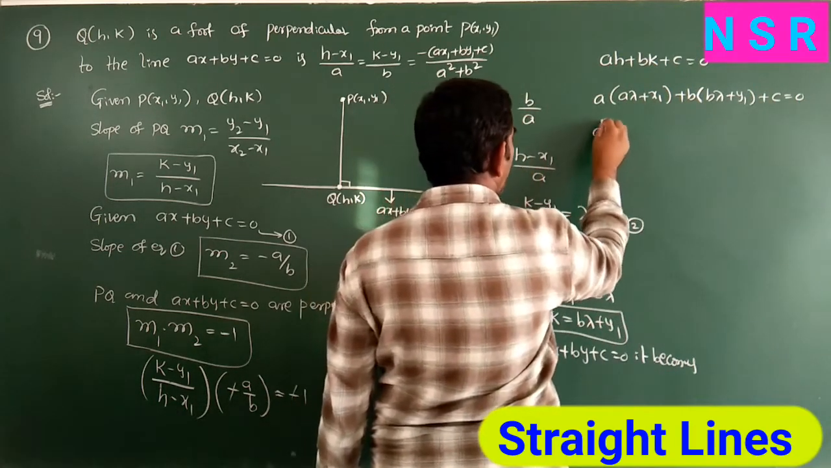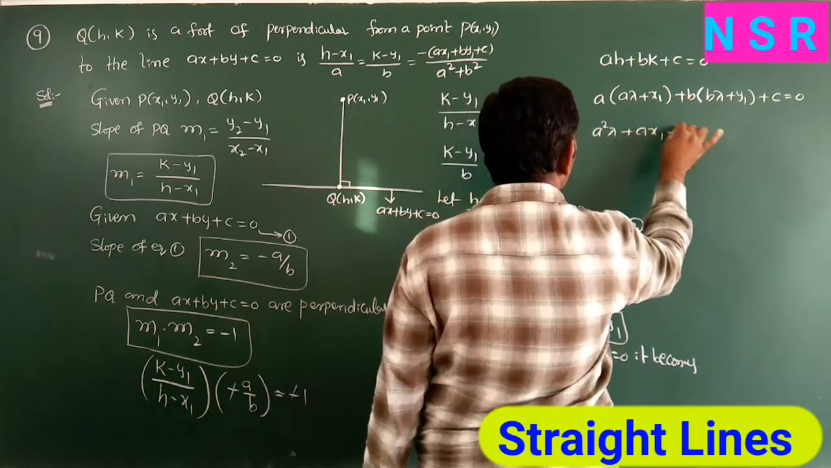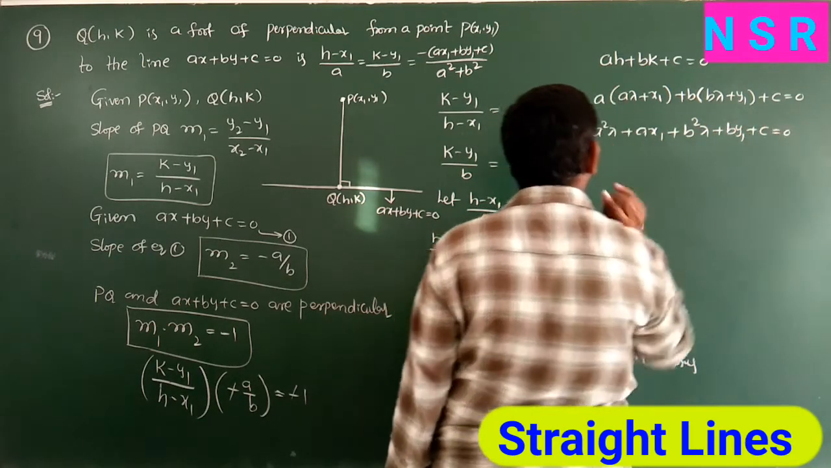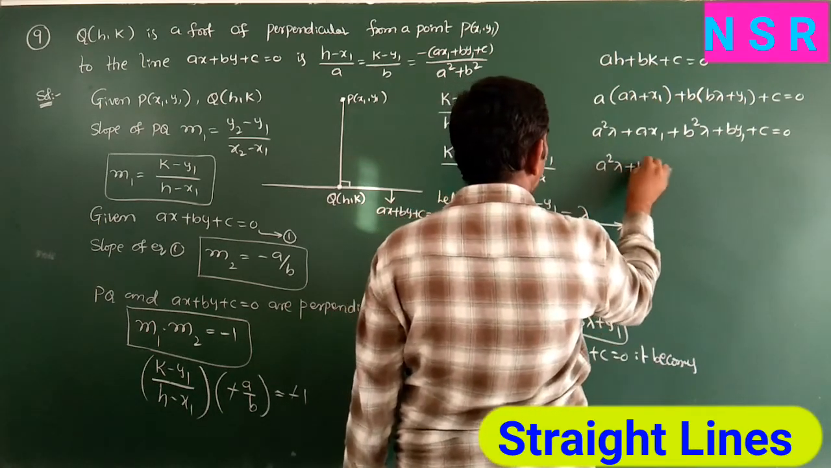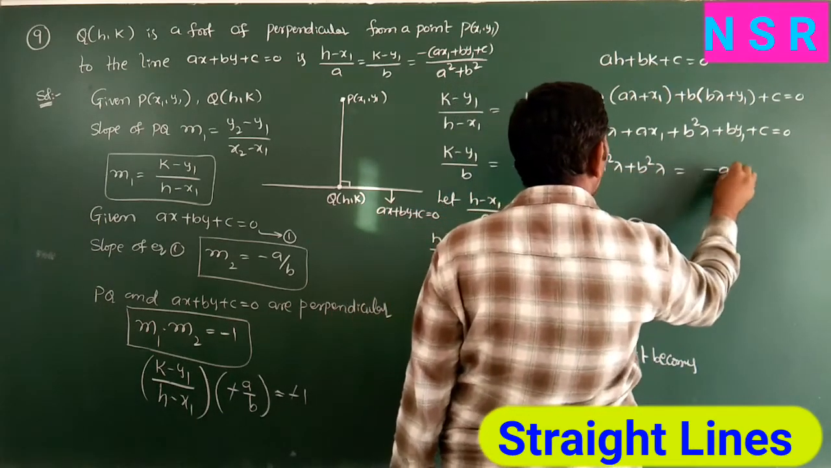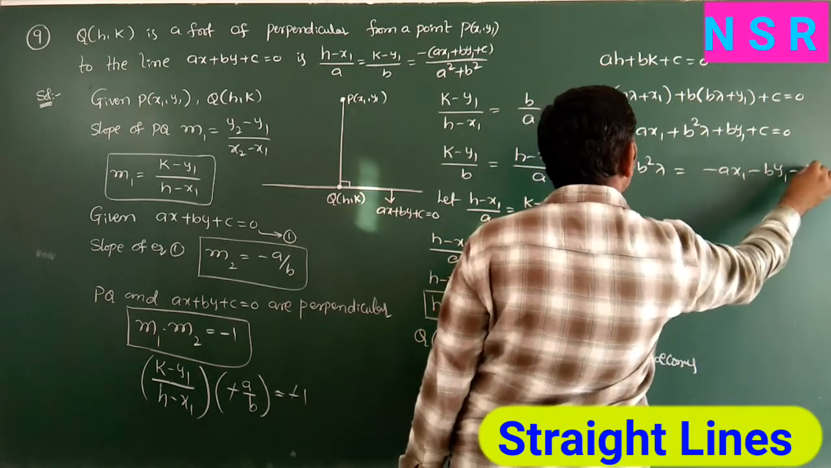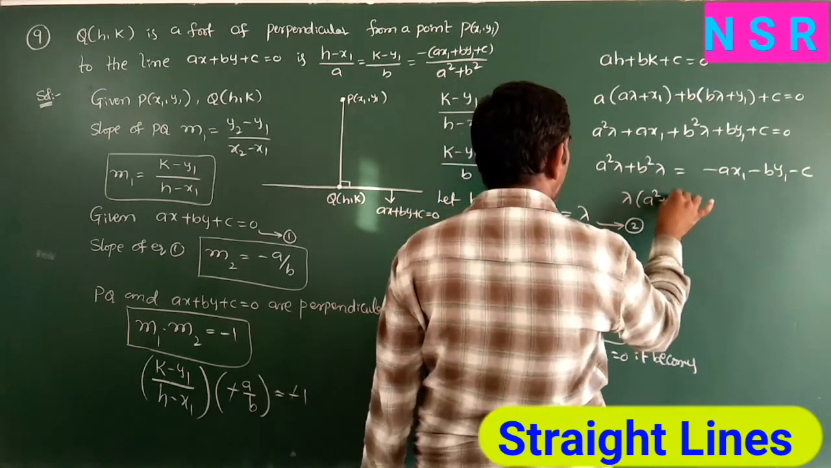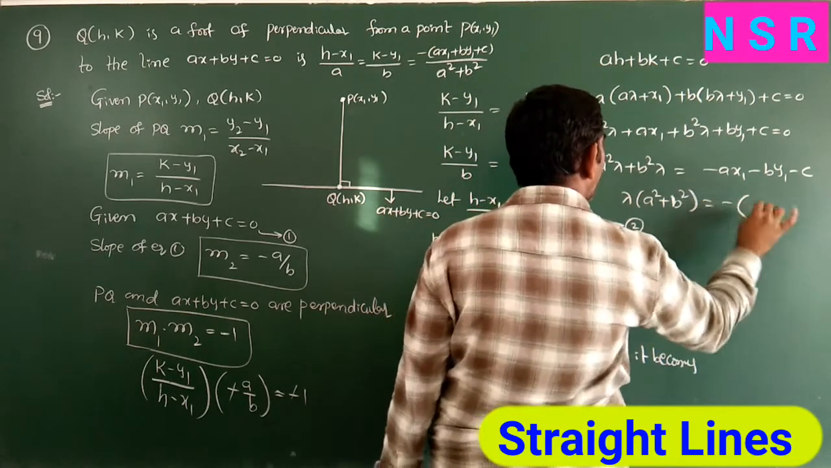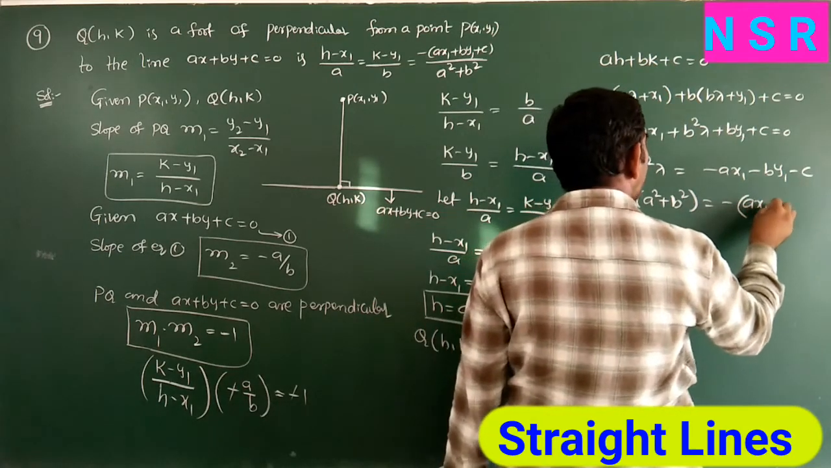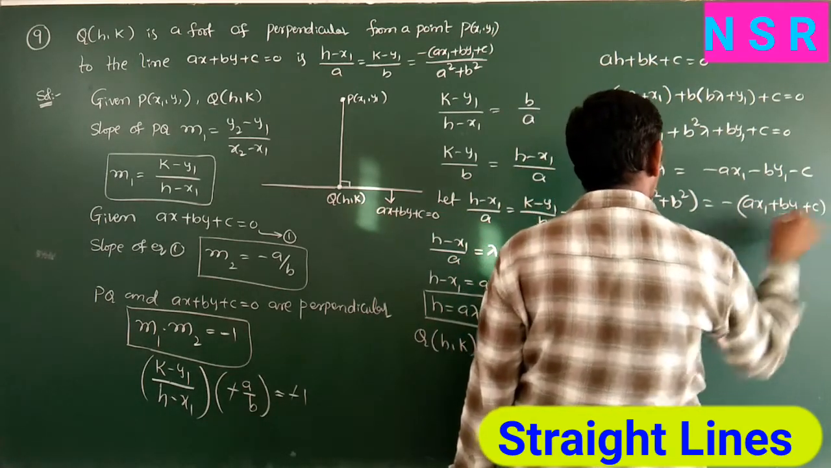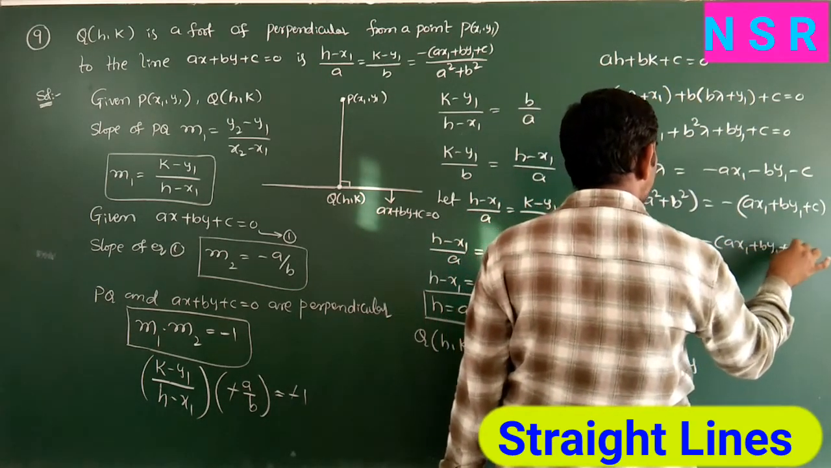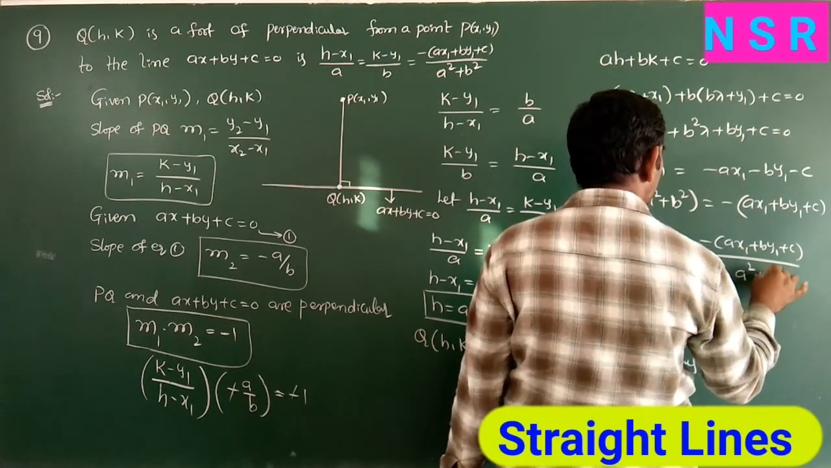a into a lambda, a square lambda plus ax1; b into b lambda, b square lambda plus by1 plus c. Now a square lambda plus b square lambda stay on this side, and all remaining terms move outside, we get minus ax1 minus by1 minus c. Now take lambda as common here, we get a square plus b square, and taking minus as common on the other side, we get ax1 plus by1 plus c. Now lambda is equal to minus of ax1 plus by1 plus c by a square plus b square.